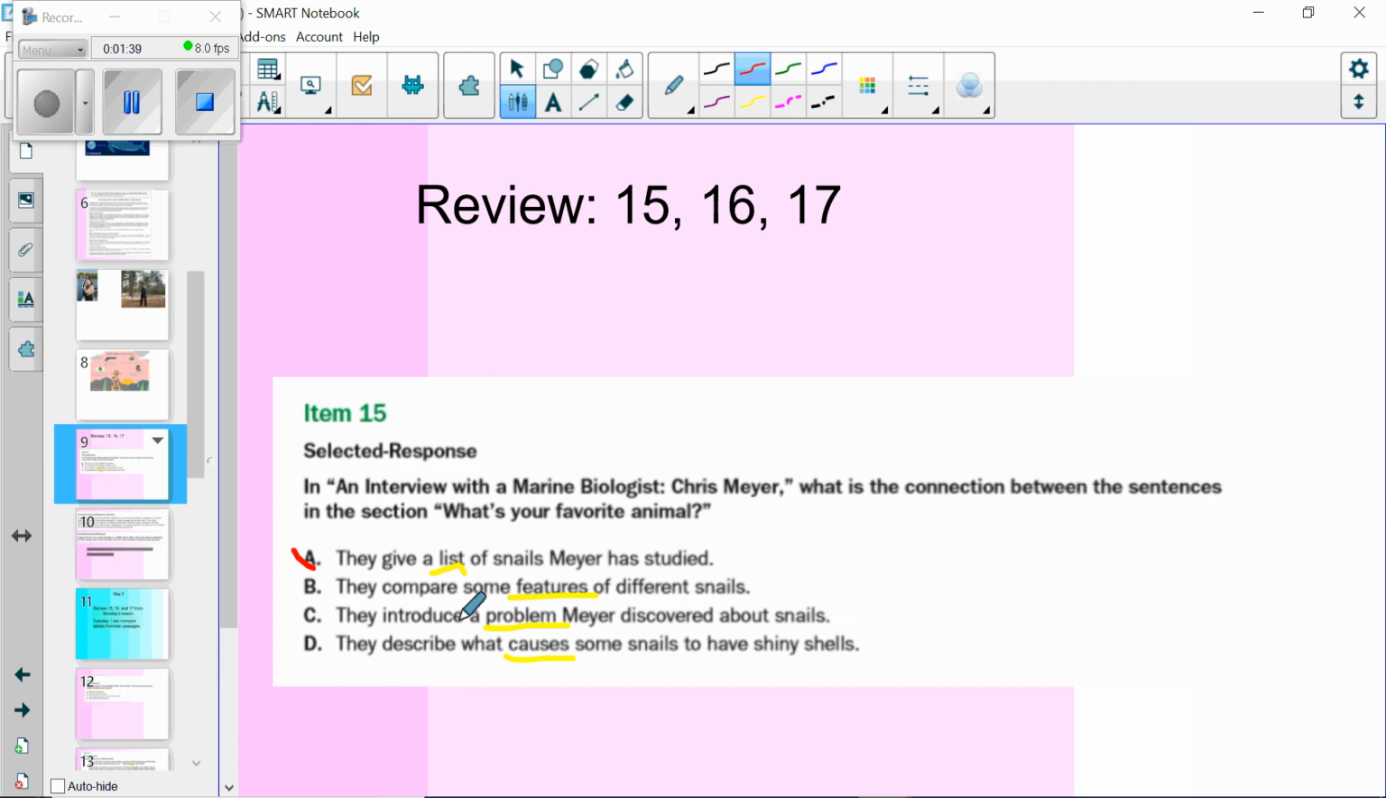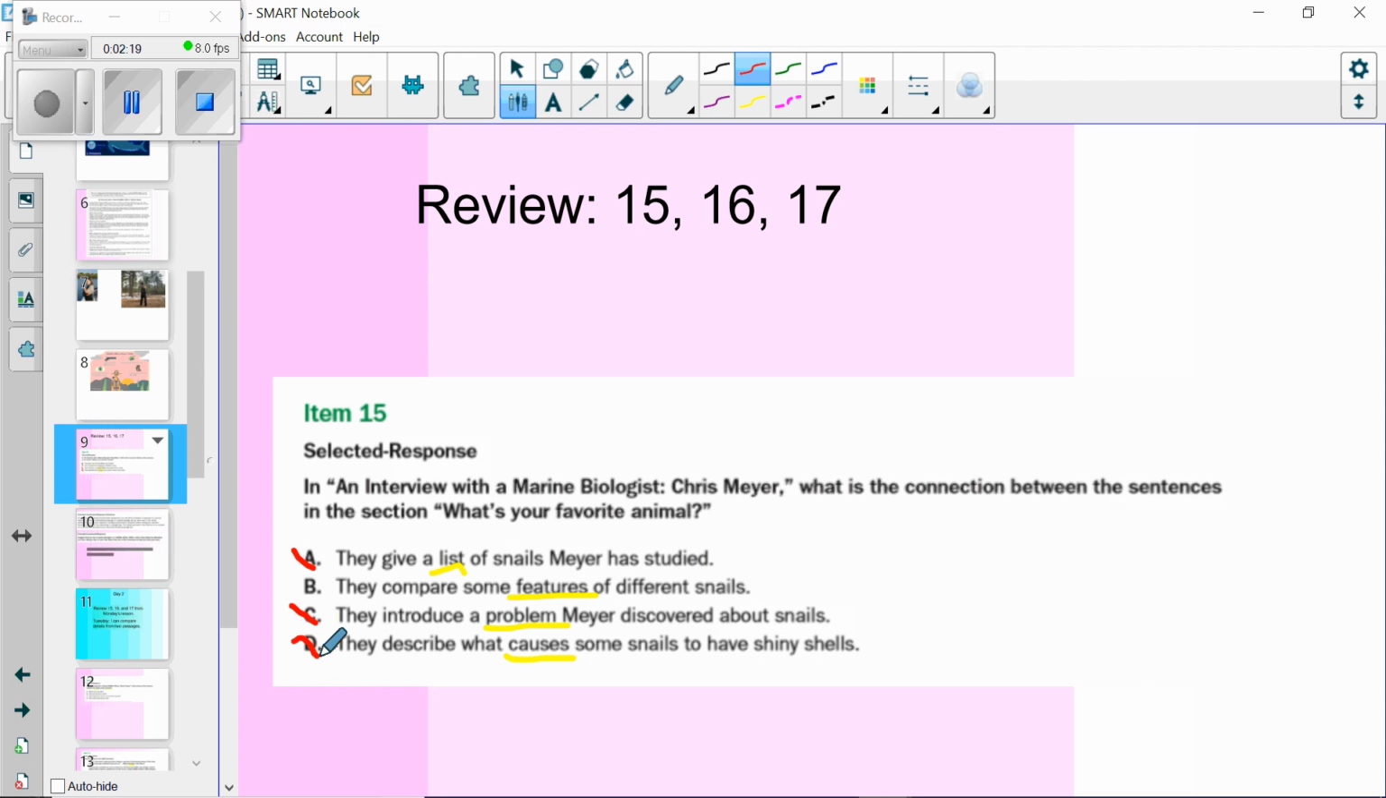Choice B, they compare some features of different snails, comparing shiny to other shells that are maybe not as shiny. So choice B could be our answer. Choice C, they introduce a problem that Meyer has discovered about snails. I did not come across a problem while I was reading that section, so no, choice C is not correct. And then choice D, they describe what causes some snails to have shiny shells. There was no cause and effect. We were not told the cause, so choice D cannot be correct as well. So that leaves us with choice B. They compare some features of different snails.